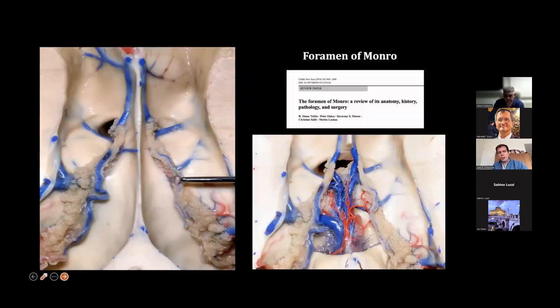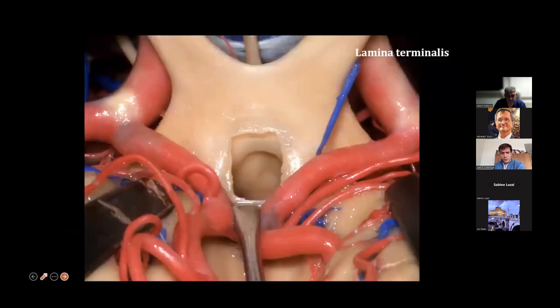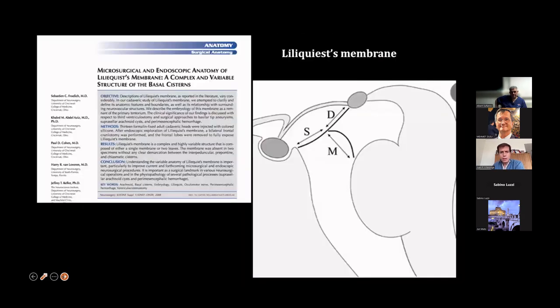Well, the Monro foramen. This is the entry to the third ventricle. This is the Monro foramen and the entry to the third ventricle. And this is another tip. Anatomic tip, very important: the lamina terminalis, a structure anterior and superior in the third ventricle. We can use it to evacuate or drain CSF in a surgery.